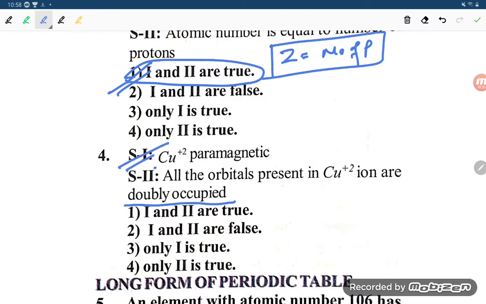Unpaired electron is there. All the orbitals present in the copper 2+ ion are doubly occupied, not singly occupied. So only one statement is correct. So option number 3, only the first statement is correct. So option number 3 is correct, student.